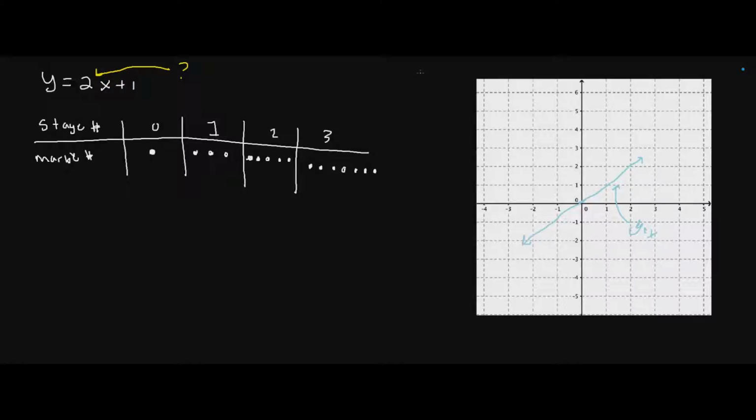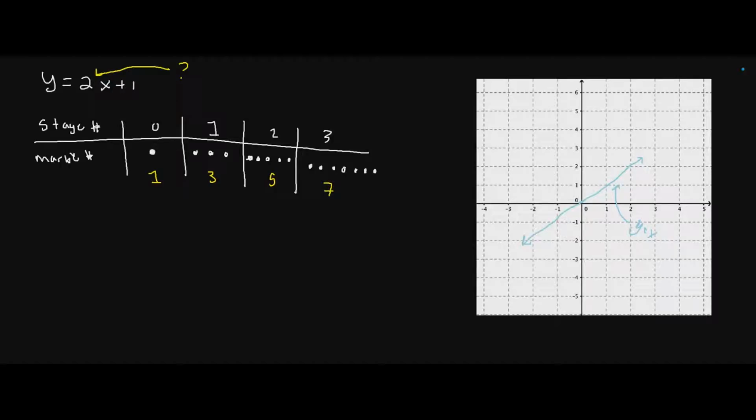You've probably seen an equation like this numerous times, but what does that actually mean on a table and graph? Well, let's go ahead. So here we have these marbles. This is a stage number, 0, 1, 2, 3, and then we have the number of marbles that some kid has, right? And so there's 1 marble here, there's 3 here, and there's 5 marbles here, and there's 7 marbles there.